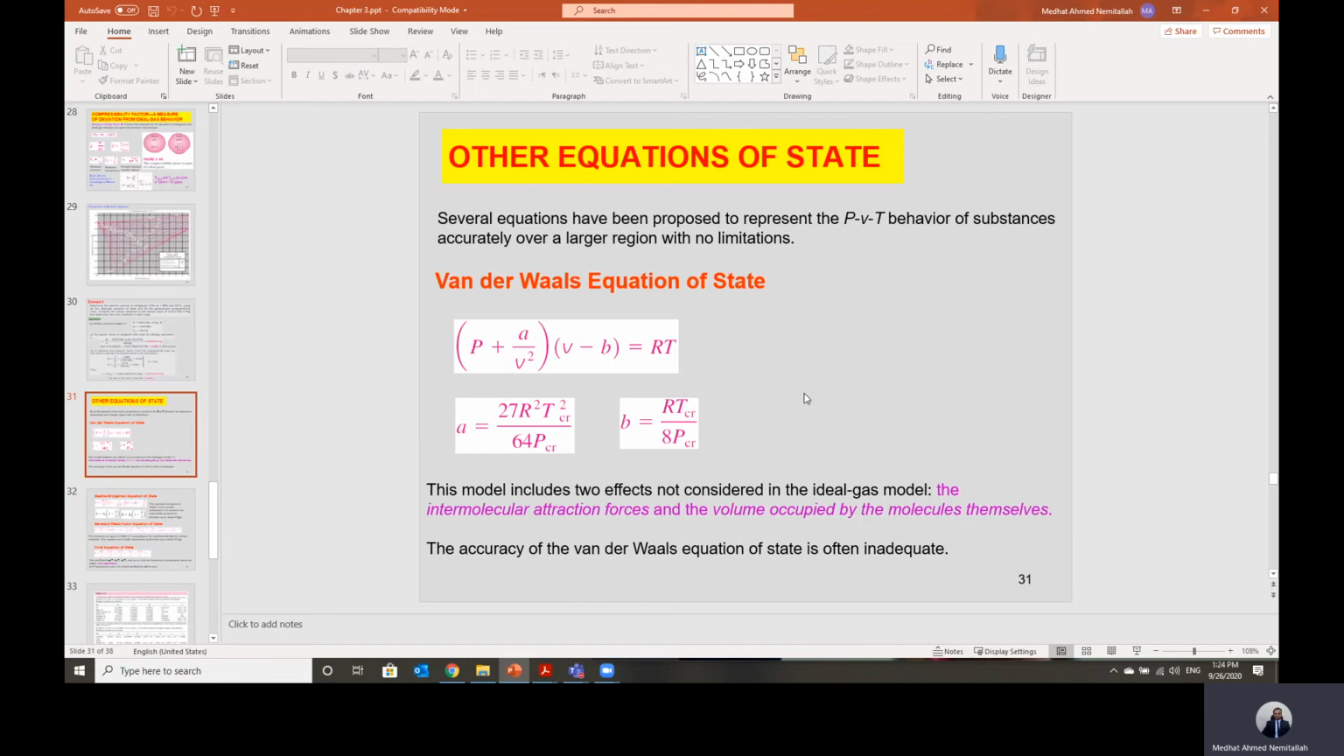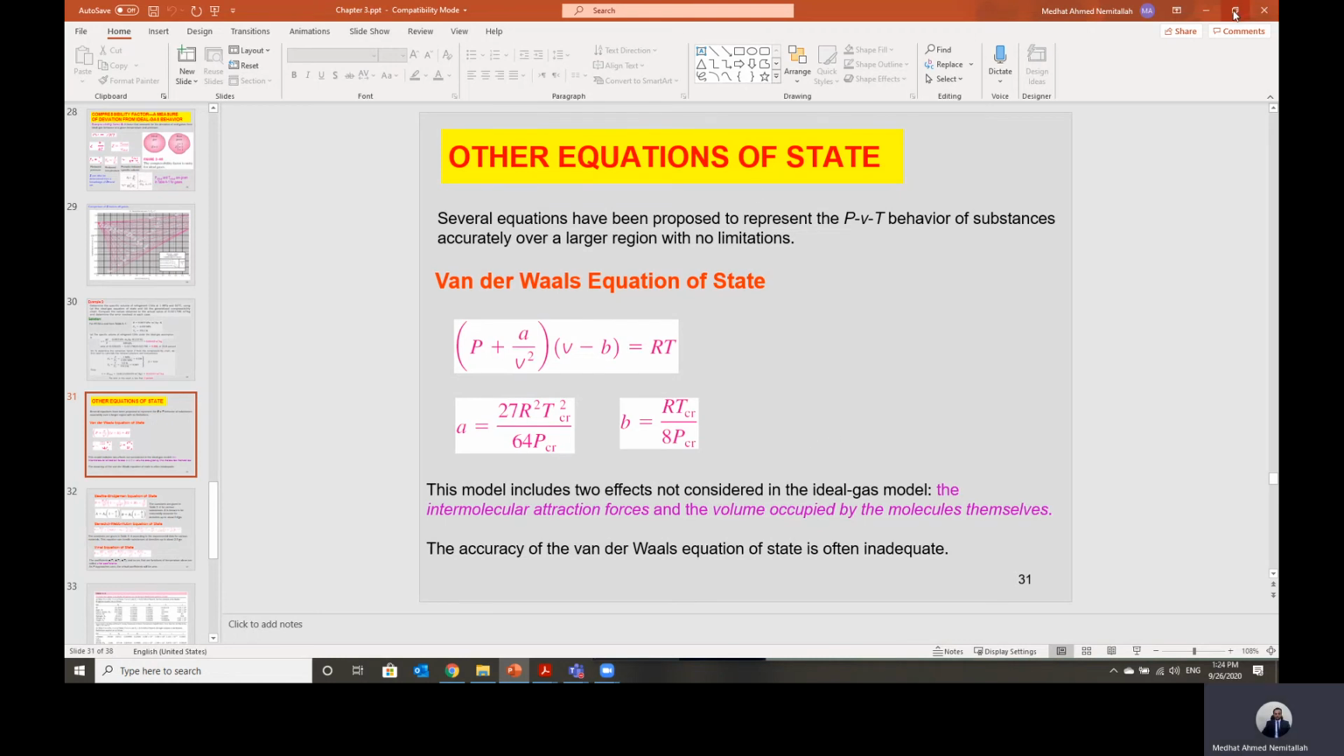In your exam, we don't want to test you on how to use the calculator. What we want from you is to know that there are some modifications to the ideal equation of state based on experimental data. The first equation is the van der Waals equation. So let's look at this equation and see its accuracy compared to the ideal gas equation of state.